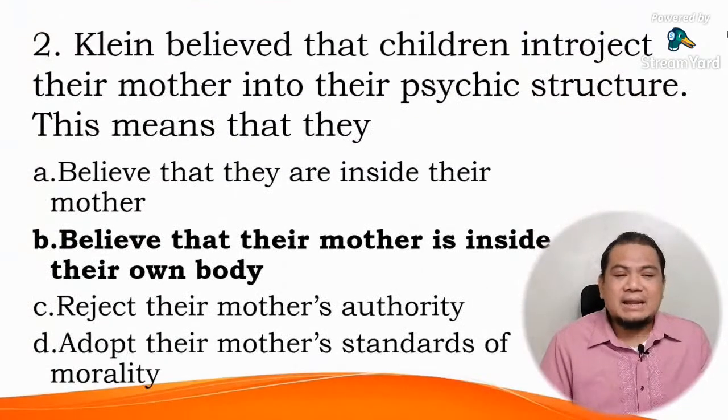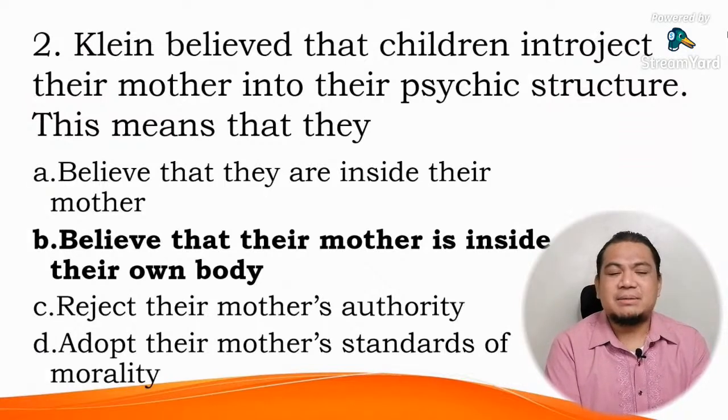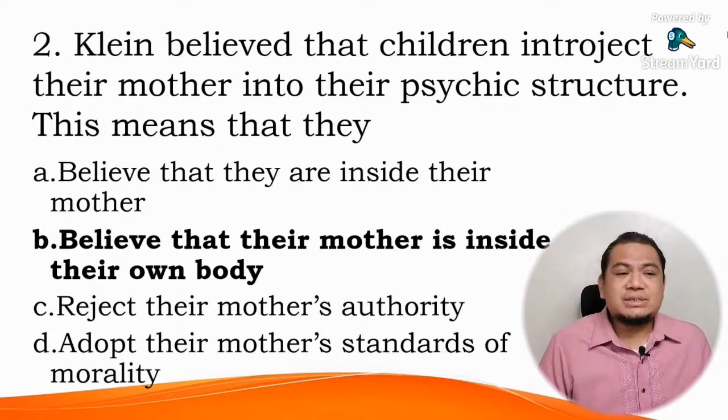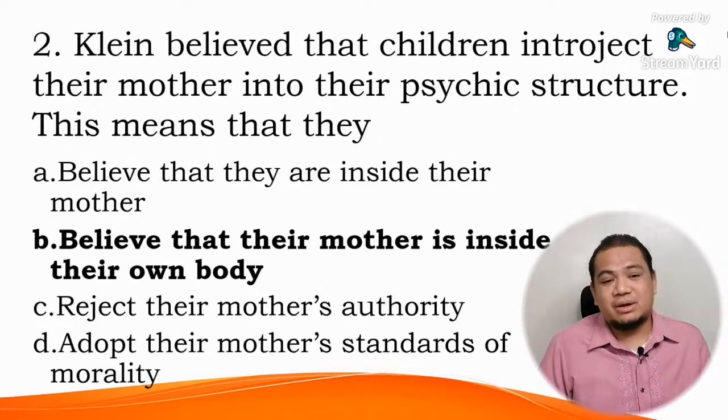Number 2. Klein believed that children introject their mother into their psychic structure. This means that they, letter B, believe that their mother is inside their own body. Introjected objects are not accurate representations of the real objects, but are colored by children's fantasy.